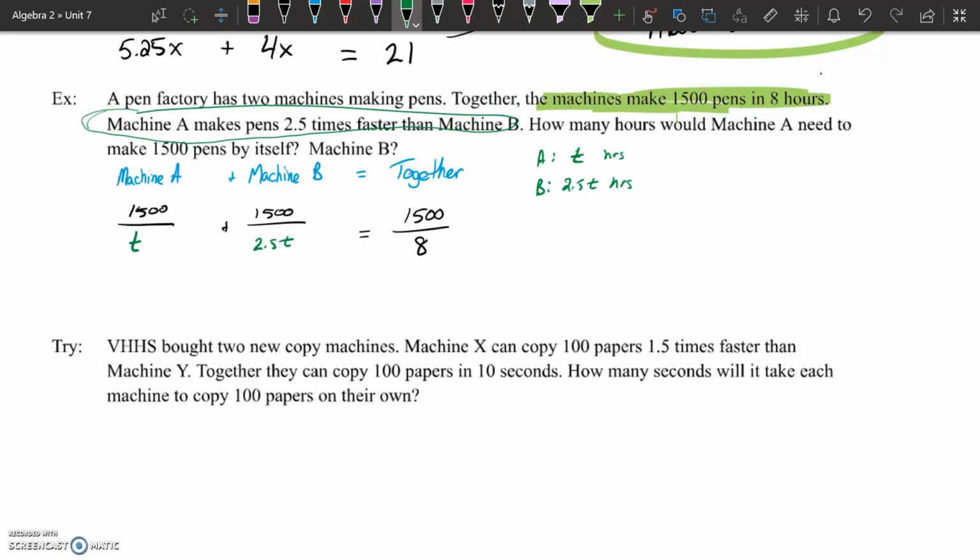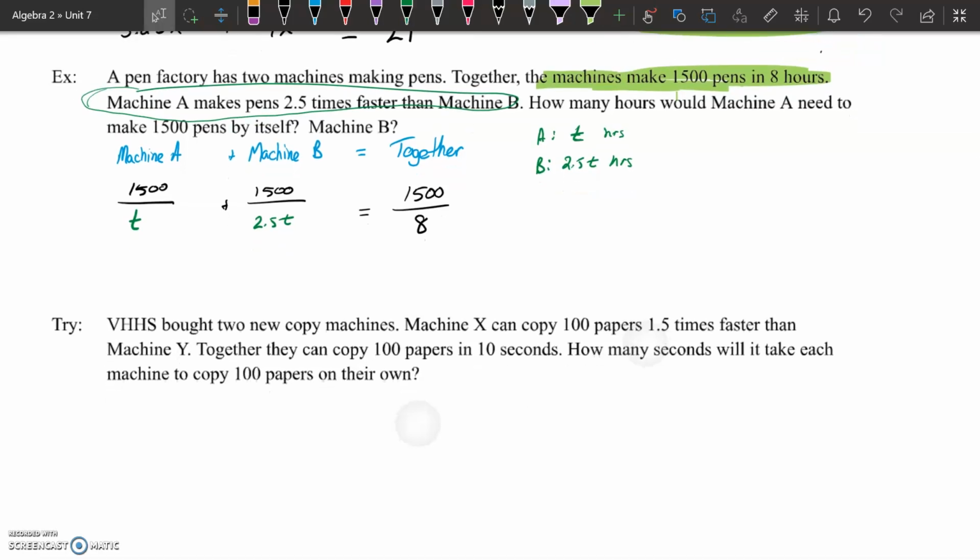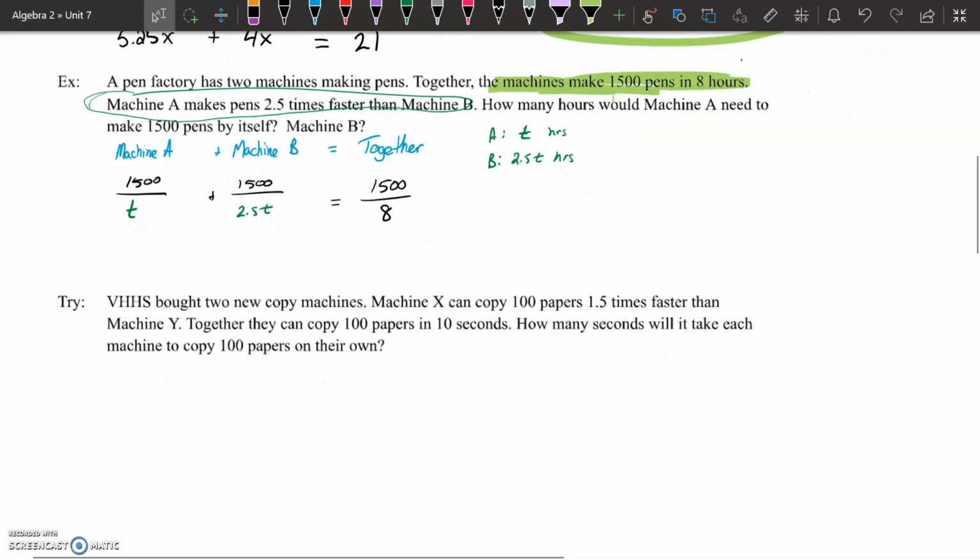Before we go through and solve, why don't you go ahead and hit pause, read through this second try problem on the bottom here, and see if you can just set up your ratios before you solve anything.